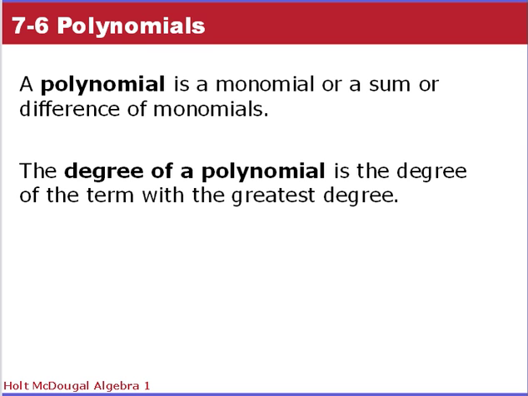Now a polynomial, notice the prefix poly, is a monomial or a sum or difference of monomials. So it's one or more monomials. The degree of a polynomial is the degree of the term with the greatest degree. So you're looking at each of the individual monomials, and the one with the greatest degree will be your degree for the overall polynomial.